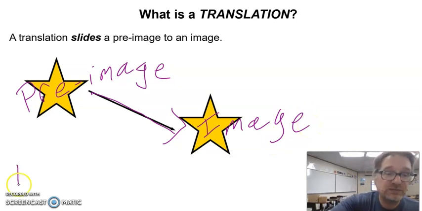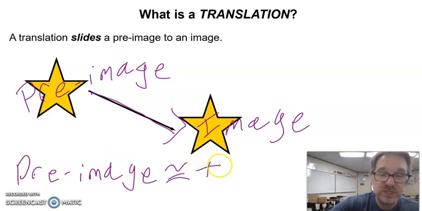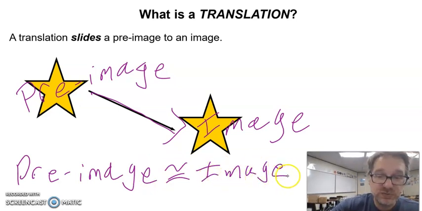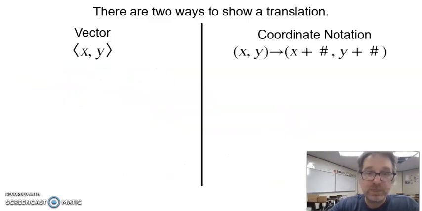And the star on the left, the pre-image, is going to be exactly the same as, or congruent to, the image. The sides and the angles do not change. They are exactly the same. That's why it's a rigid transformation, or an isometry. Isometry and rigid transformation, remember, are the same thing.